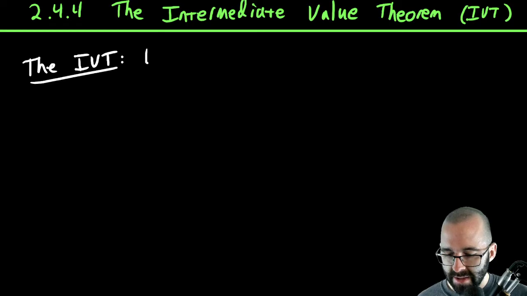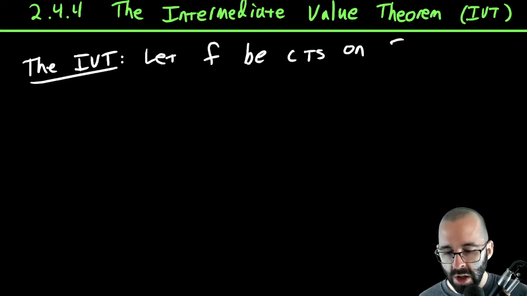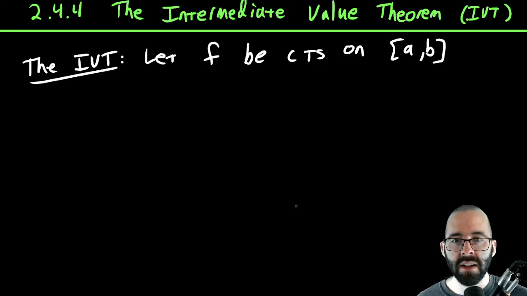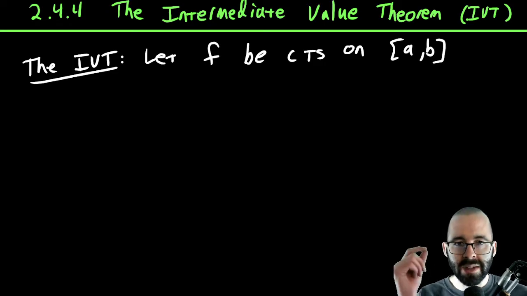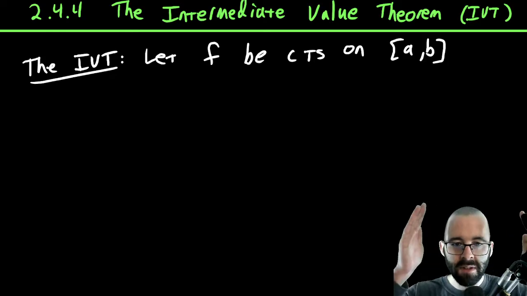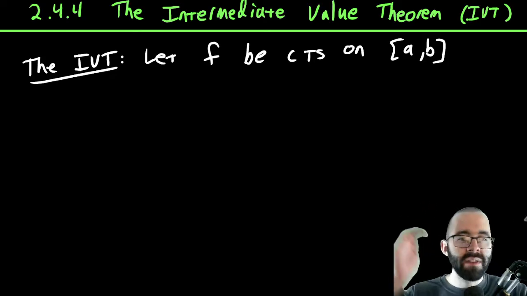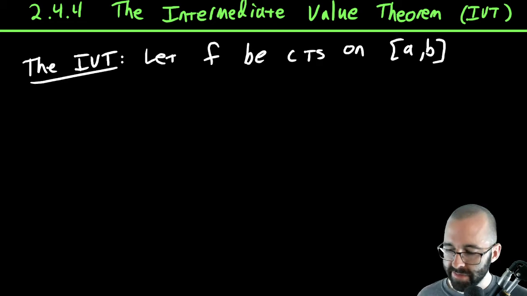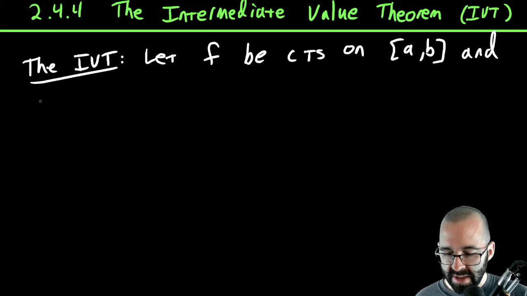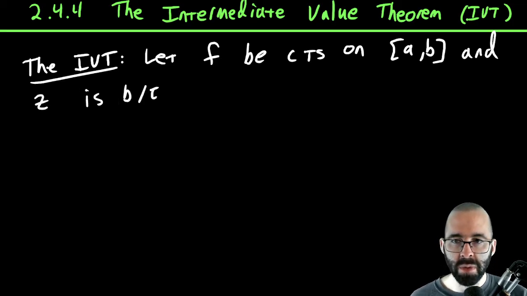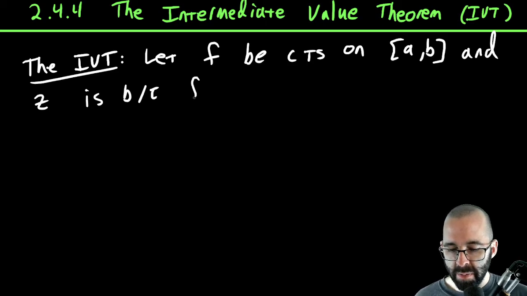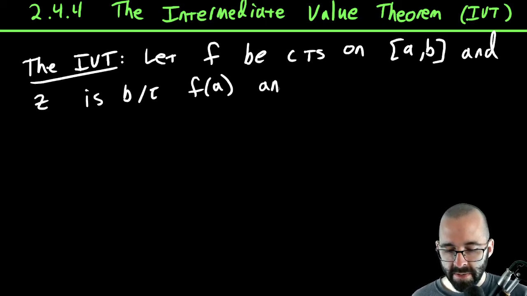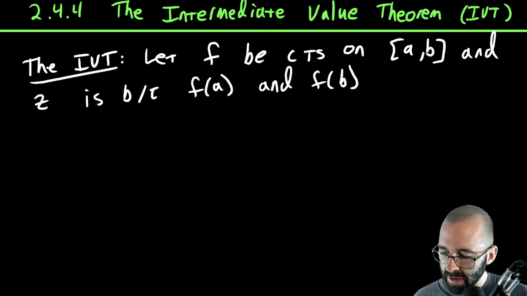Intermediate value theorem says, let f be continuous on the closed interval from a to b. What does that mean? It's continuous at every point in the open interval, and we have one-sided continuity at the endpoints. All right, closed interval from a to b, and some number z is between, that's my shorthand for between, the function value at a and the function value at b.